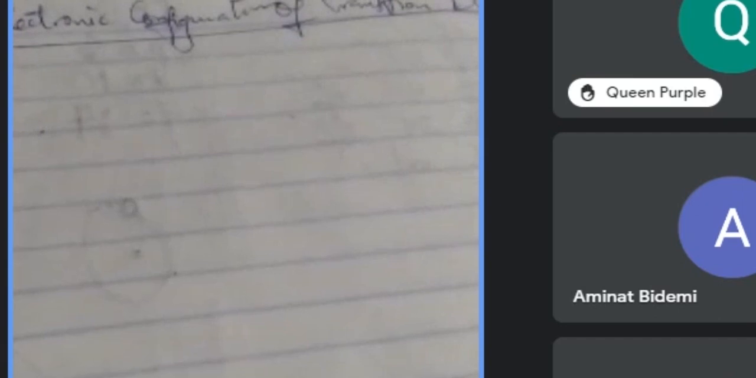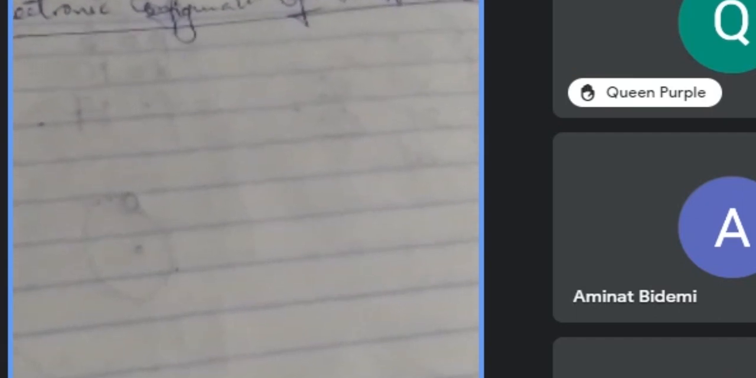So now we have the electronic configuration of transition elements, transition metals. We know what a transition element is. Transition metals are the metals that have their d block partially filled. They are d block elements.